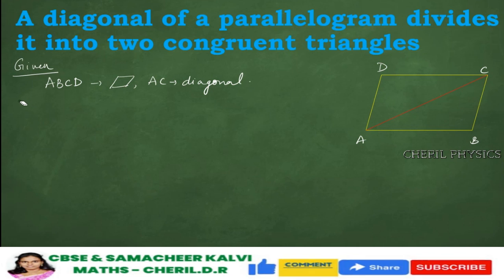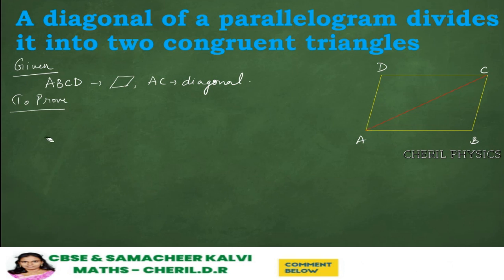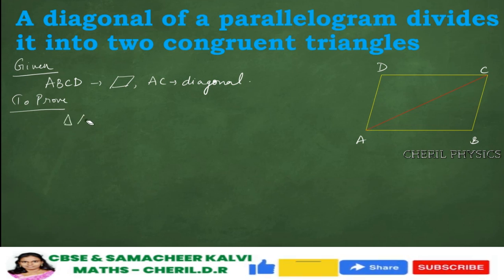Now what do we need to prove? We need to prove that it divides into two congruent triangles. So what are the triangles here? Triangle ABC and triangle CDA. So we need to prove that triangle ABC is congruent to triangle CDA. This is what we need to prove.